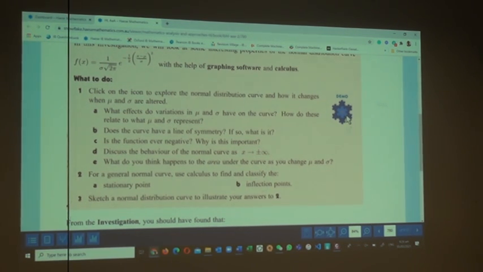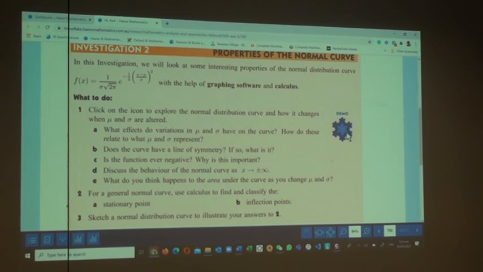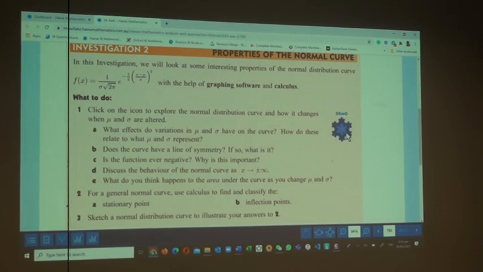The question says, in this investigation, we will look at some interesting properties of the normal distribution curve with the help of graphing software which has been provided, and calculus. So we have to do that ourselves. Click on the icon, and so on. Now, what effect do variations in mu and sigma have on the curve? When we vary sigma and when we vary mu, let's see the effect on the curve. Let's take them one by one.